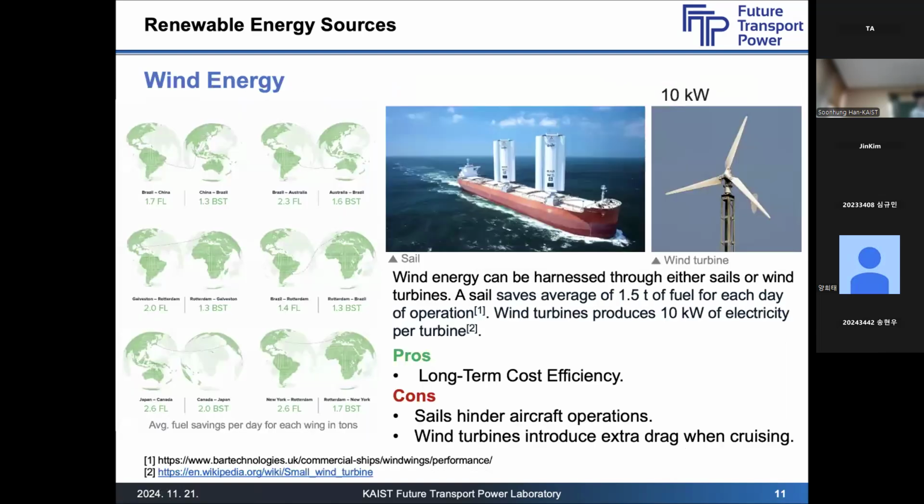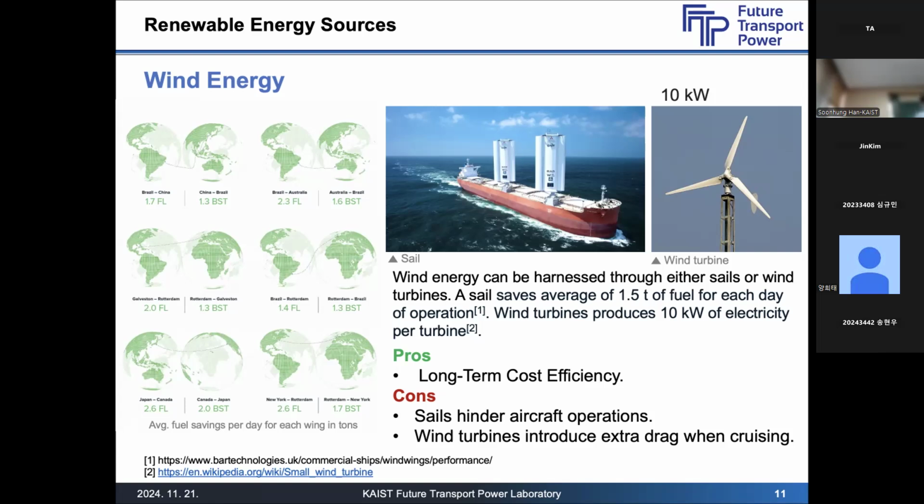And this one is the wind energy. Wind energy can be harnessed through either sails or wind turbines. A sail saves an average of 1.5 tons of fuel every day of operation, and wind turbines produce up to 10 kilowatts of electricity per turbine. The sail, as you can see in this image, is already in development, and some ships use this sail for testing purposes and figured out that it would save 1.5 tons of fuel every day of operation.